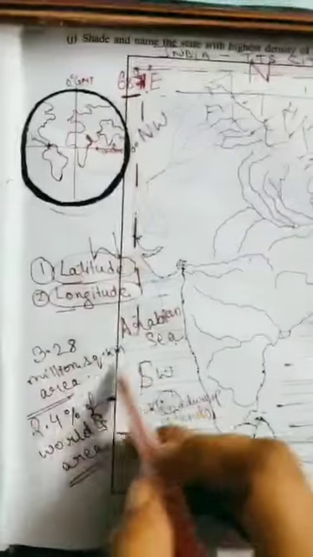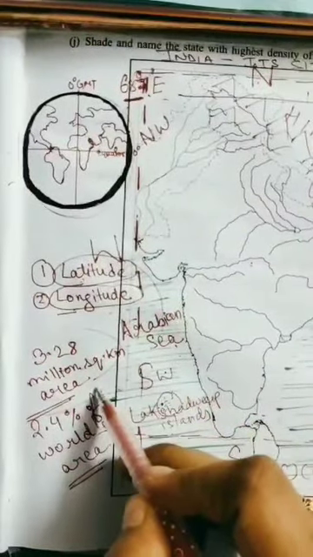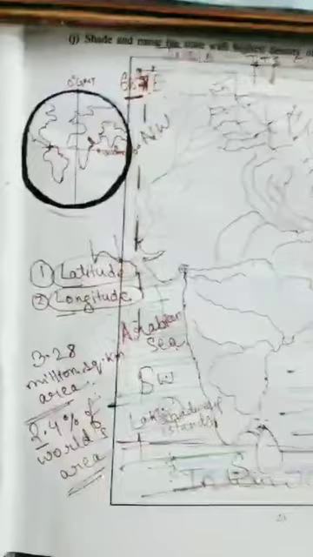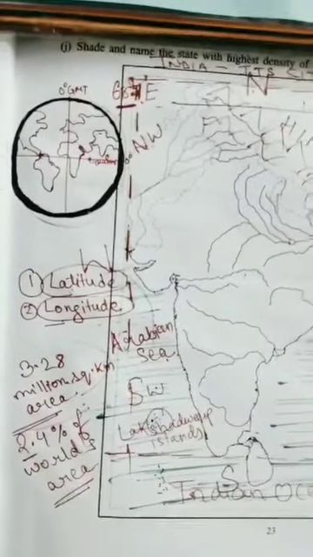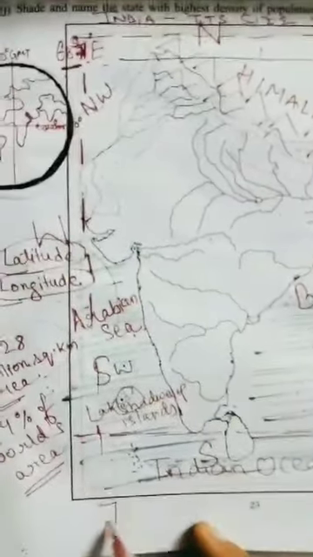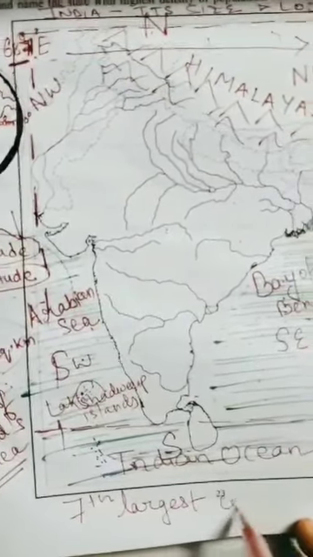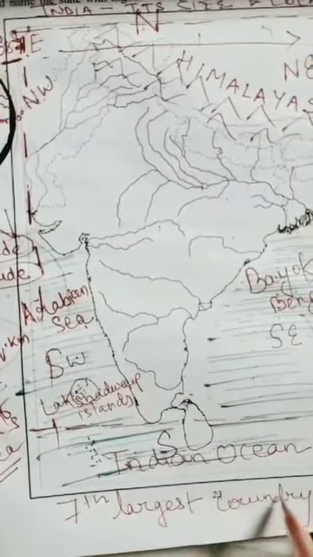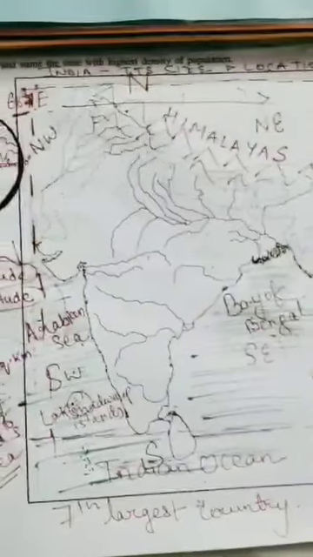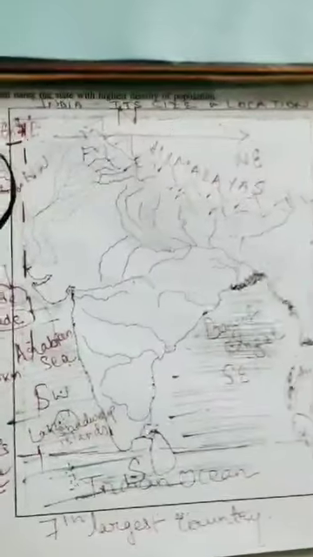Now this phenomenon, the 3.28 million square kilometer area occupying 2.4% of the world's area, has made India the 7th largest country of the world. Isn't it interesting? Yes, it is interesting.